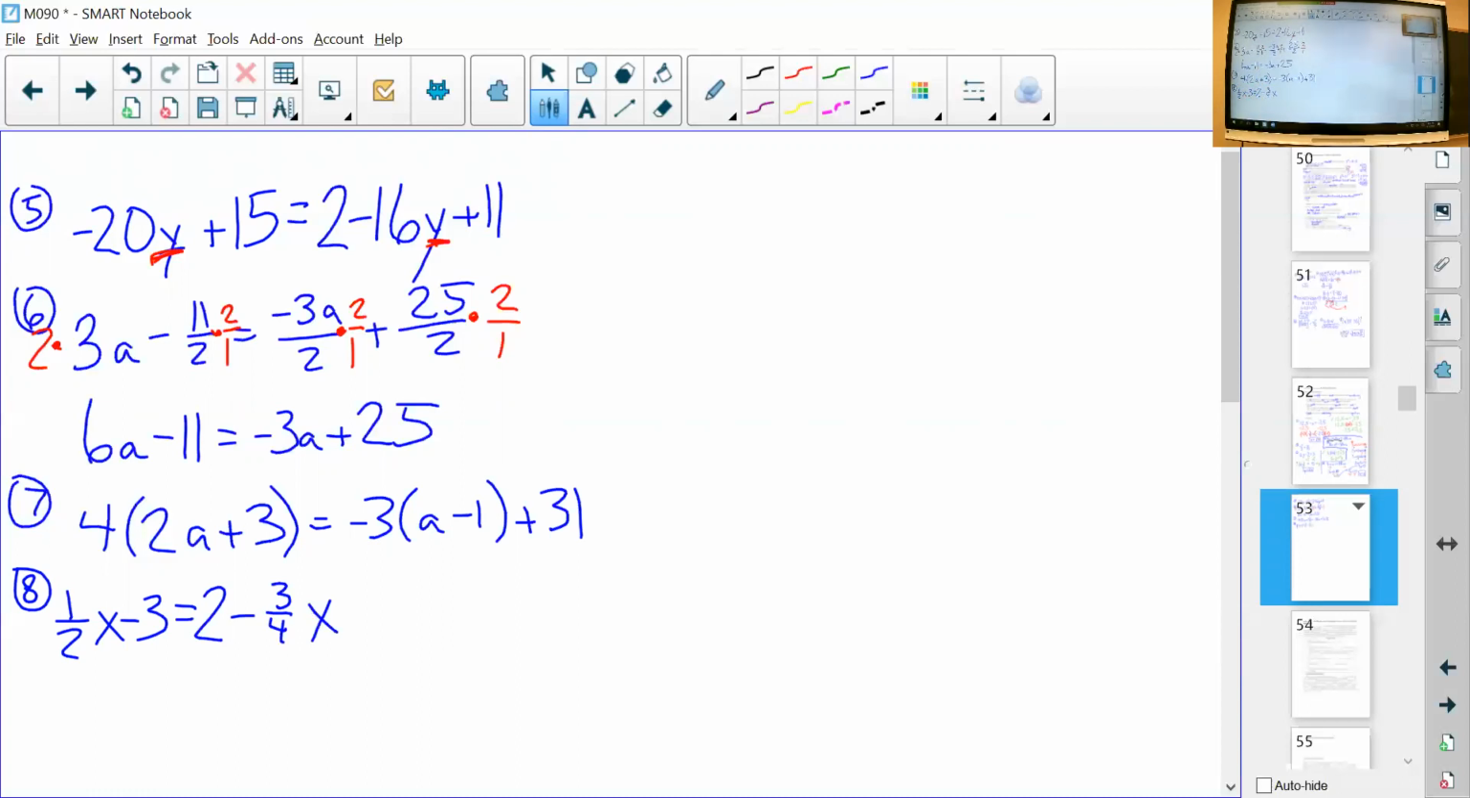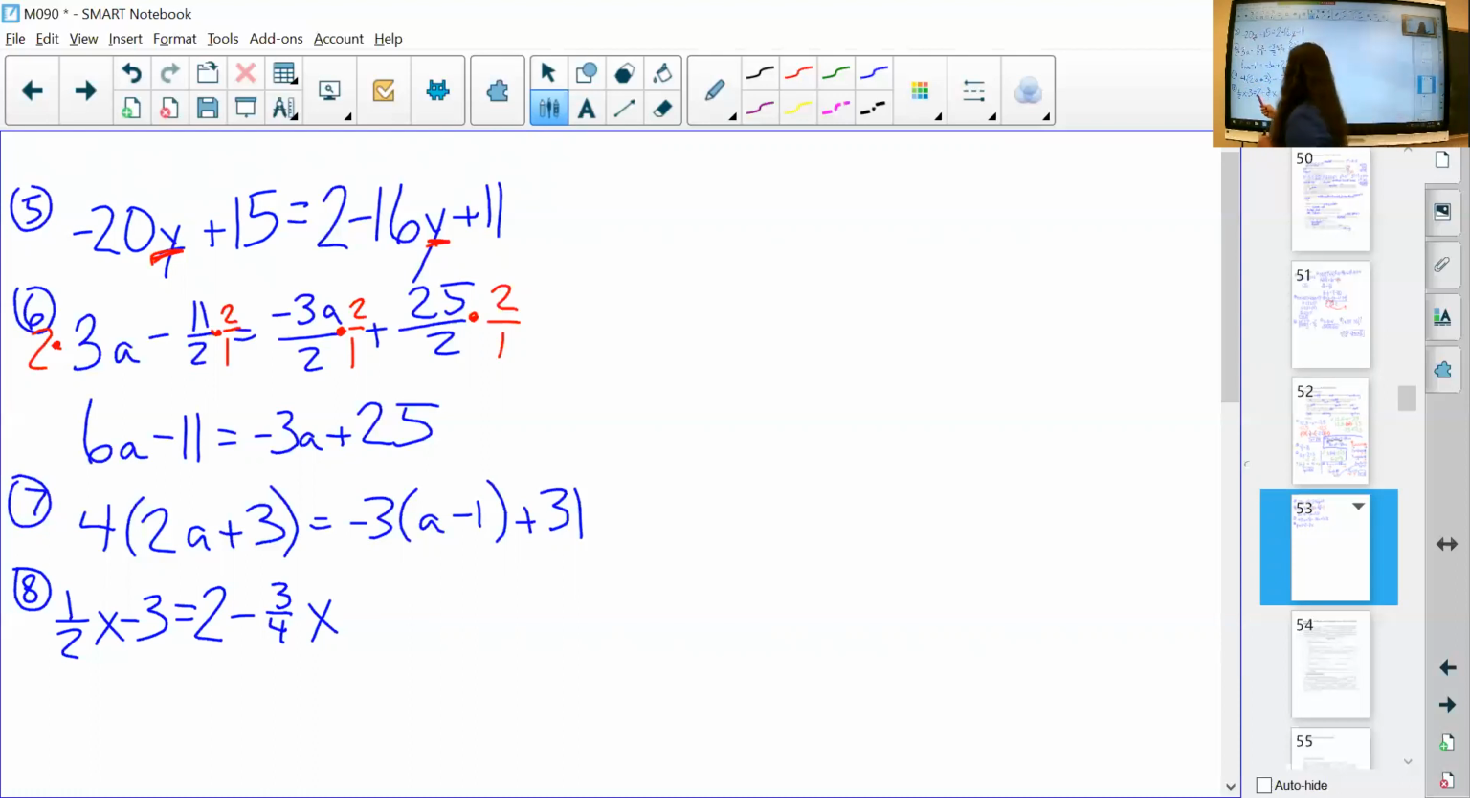Okay, 1/2 x minus 3 equals 2 minus 3/4 x. I would do basically the same thing I did up here. I'd clear the denominators, but the difference is that I would use a denominator of 4 in this case. Why 4? Think about it a moment. Basically, 4 is the least common multiple of all the denominators. It's the smallest number that every denominator goes into, which guarantees that it's going to cancel out all of these fractions, leaving them as integers.